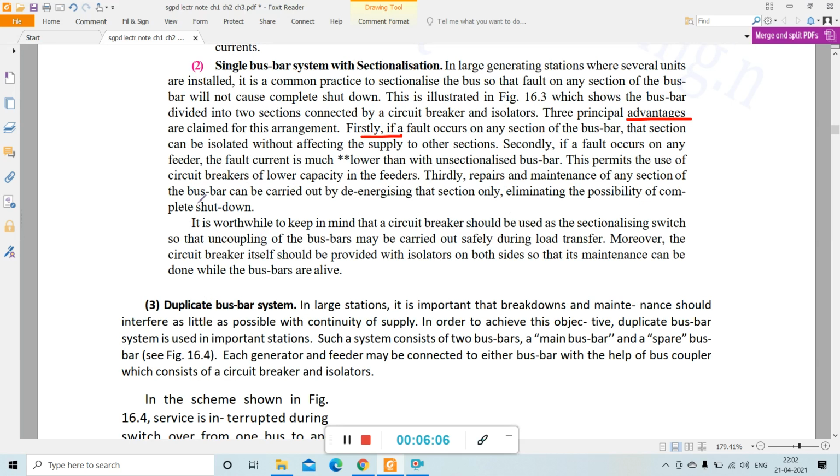If a fault occurs on any feeder, the fault current is much lower than with an unsectionalized bus bar. So this permits the use of circuit breakers of lower capacity in the feeder. And thirdly, repair and maintenance of any section of the bus bar can be carried out by de-energizing that section only, eliminating the possibility of complete shutdown. So these are the advantages of single bus bar system with sectionalization.